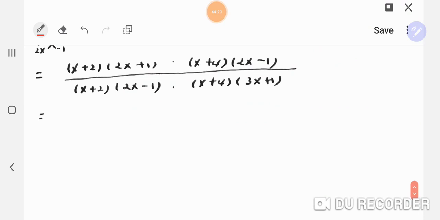simplify this. So x plus 2, yes, x plus 2 exists on both sides. How about 2x plus 1? No. How about x plus 4? Yes. How about 2x minus 1? Yes. That's it. So the answer will be the numerator is 2x plus 1 divided by the denominator is 3x plus 1. That's it. No more. So that's the answer.